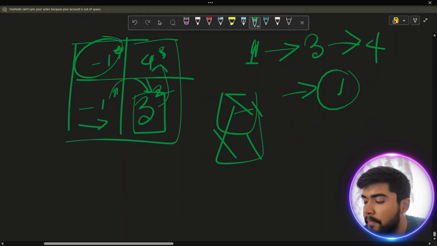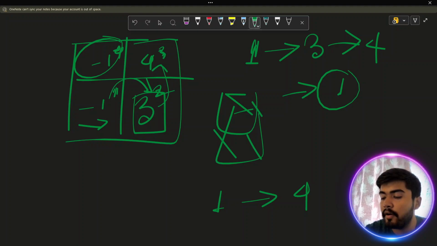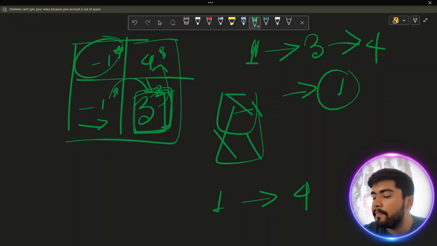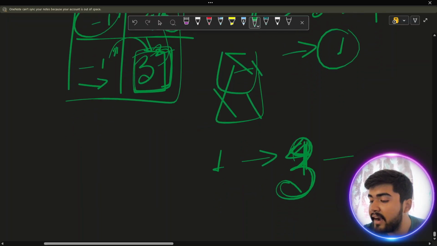You reach 4 actually by how many dice rolls? By a single dice roll. From 1 to 4 you reached in a single dice roll, because you come out with a 1, and from 1 you make a jump, you reach here and you find the ladder and use it and go to cell 3. So from 1 we go to cell 3. What is the number written here? The cell number is 3. Now on cell 3 there is a ladder which allows you to go to 4.